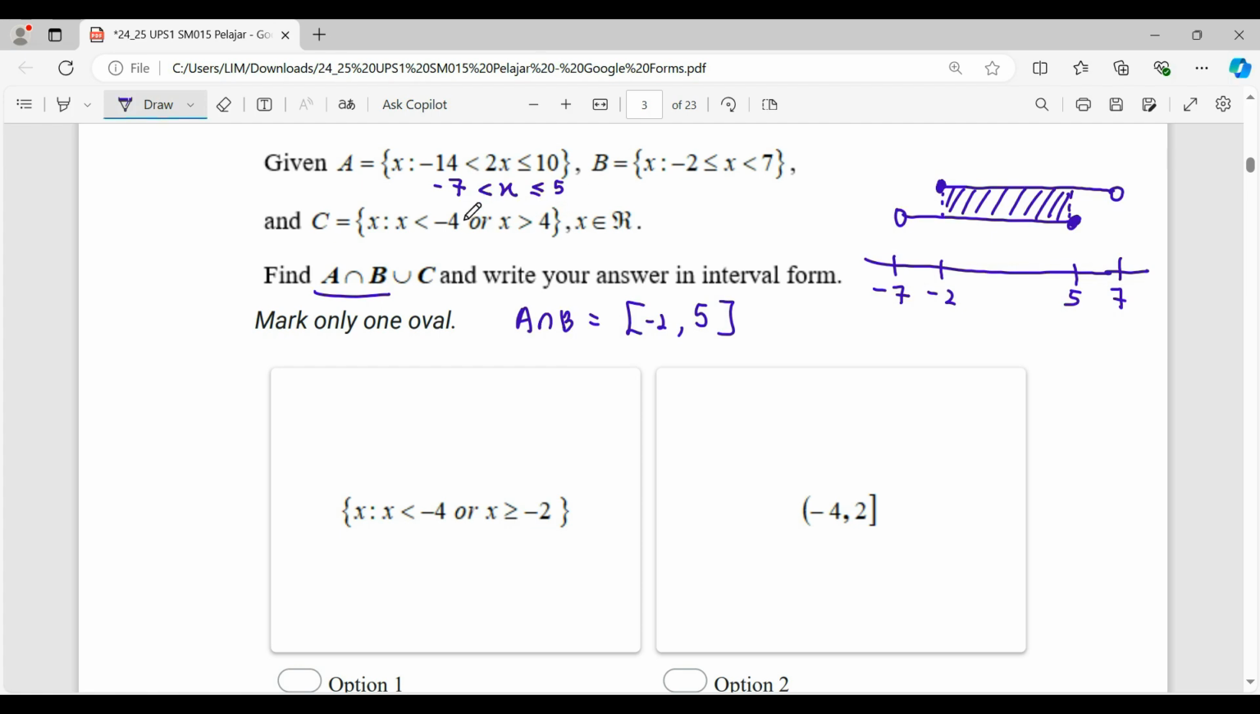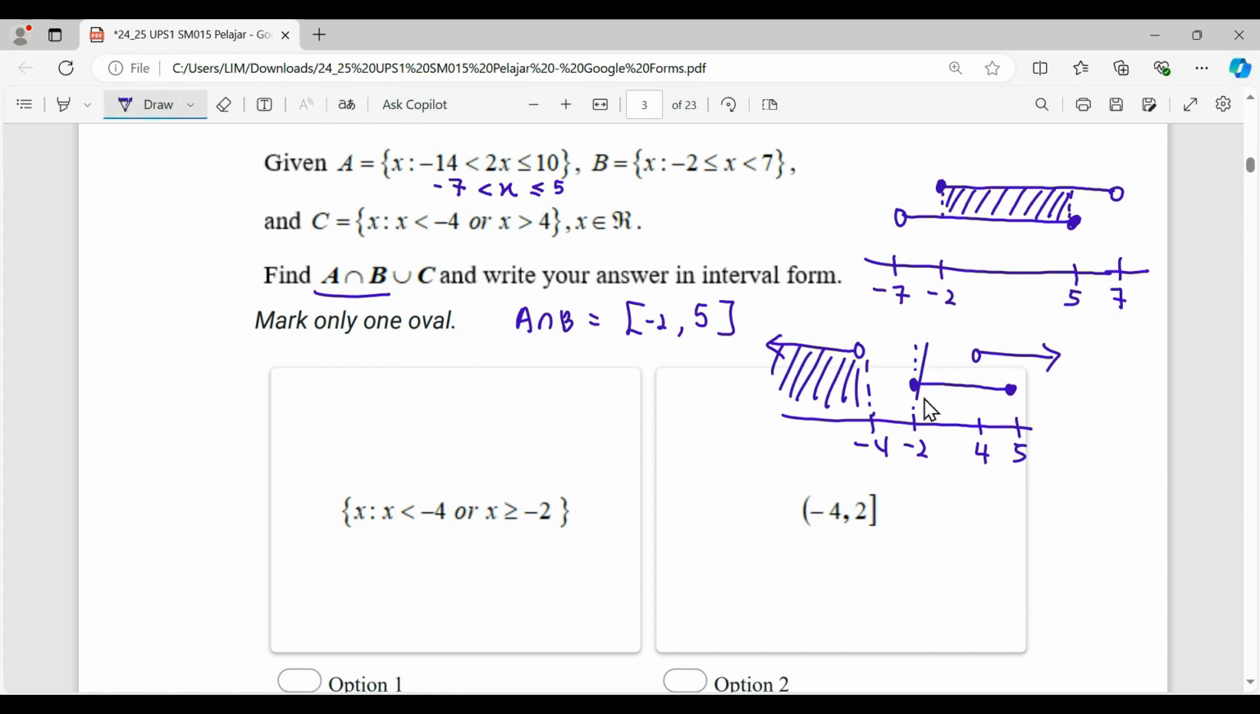Then we union it with number line C. Number line C is negative 4 until 4. So negative 2 until 5 is our A intersect B. Where C is x less than negative 4 and x more than 4, when we want to union it, we combine every number line here. So here we have less than negative 4, and then starting from negative 2 we combine up to, and after 5 we can still combine. Therefore our answer will be x less than negative 4, or x more than or equal to negative 2.